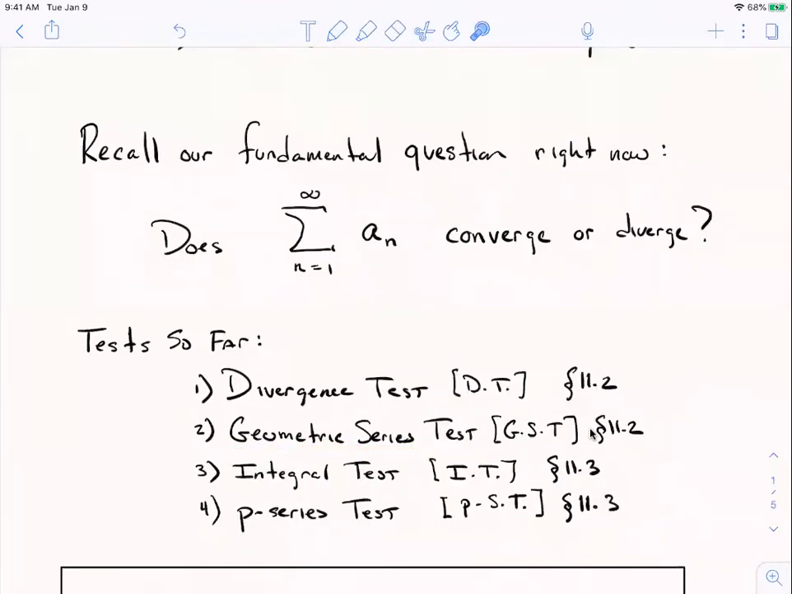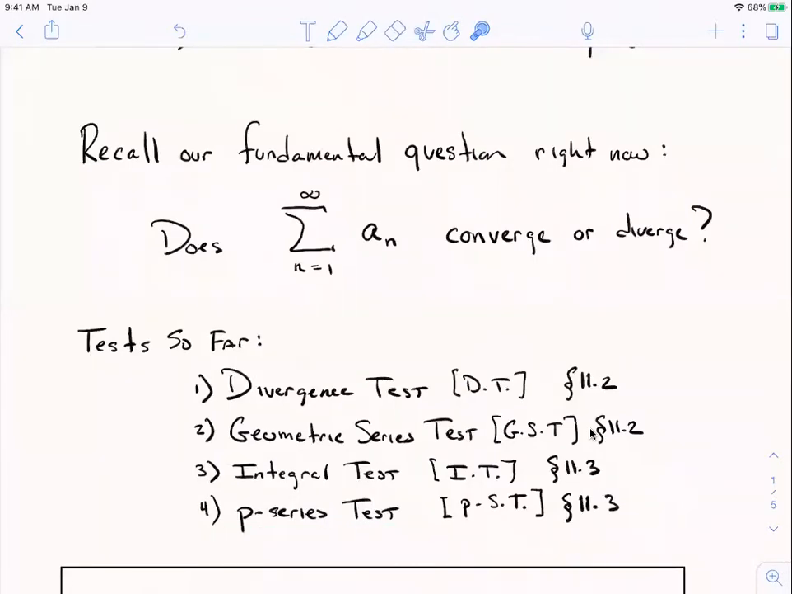The third one we looked at was the integral test. It applies to series whose terms are non-negative, decreasing to 0. It's a good test, but you have to be able to integrate the corresponding function. You have to be able to compute that improper integral. So if somebody hands me a series whose corresponding function is something I can't integrate, then I can't use the integral test.